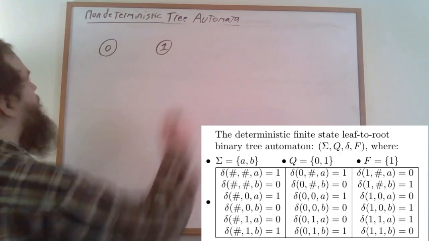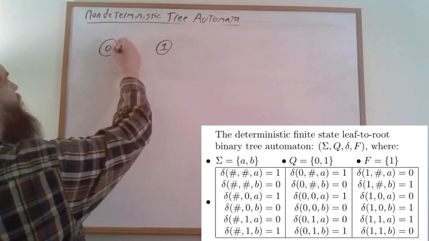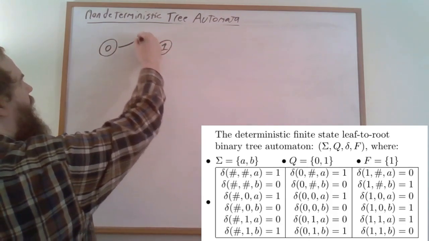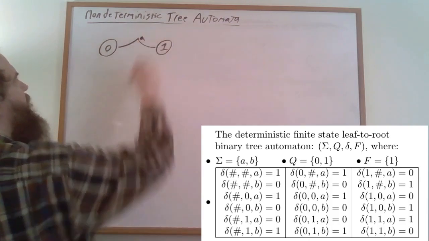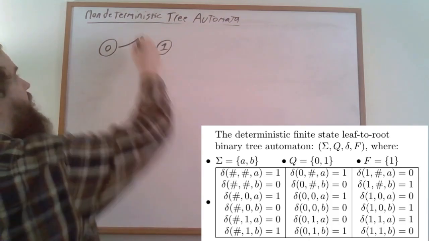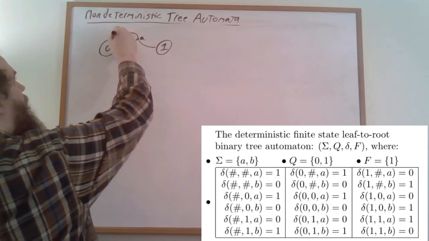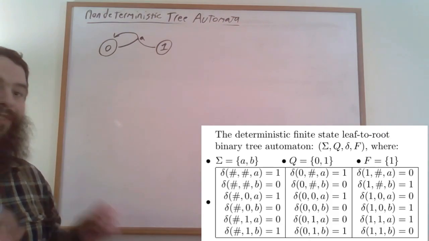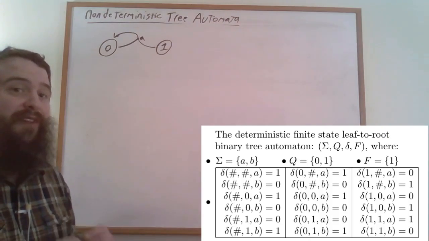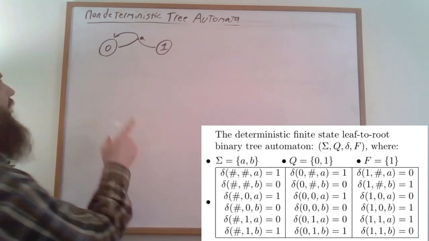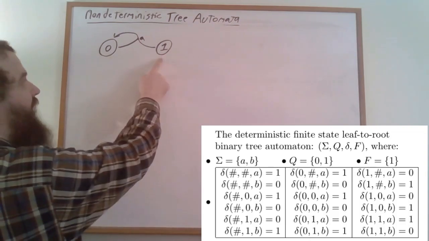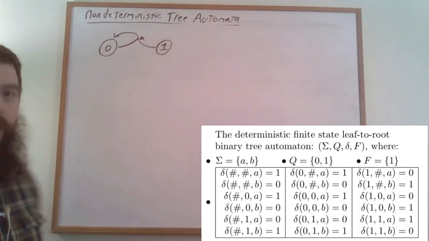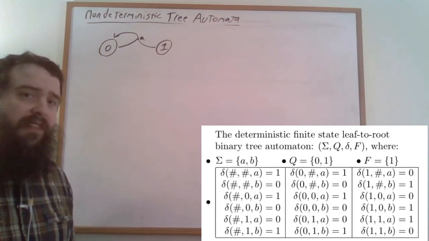So for instance, if we wanted to indicate that when the left child is labeled 0 and the right child is labeled 1 and a node is labeled A, then we want to go into state 0. And we'll do that using this sort of an edge here. Now, very conveniently for us, for this automaton, if the right child is labeled 0 and the left child is labeled 1, and we read an A, we also go into state 0. The order of the children does not matter.